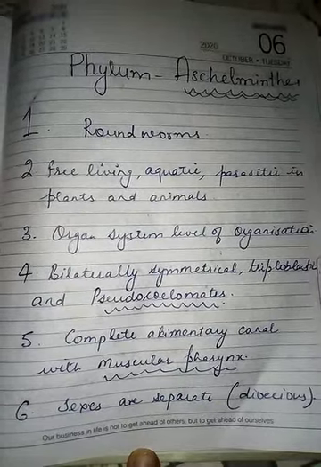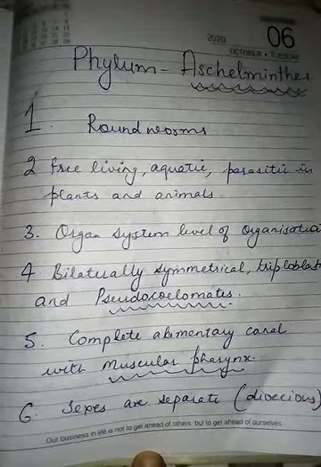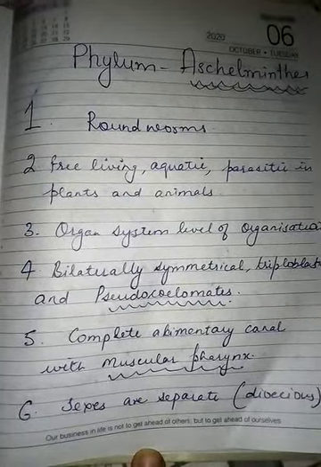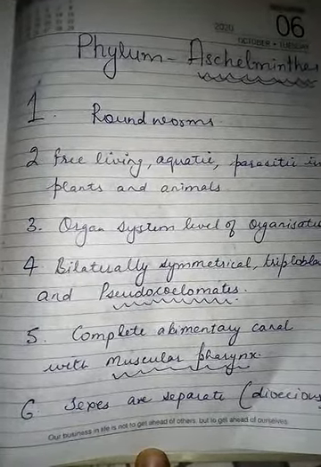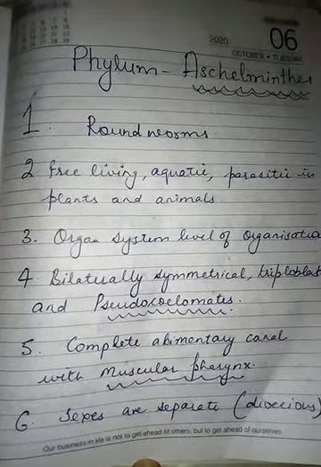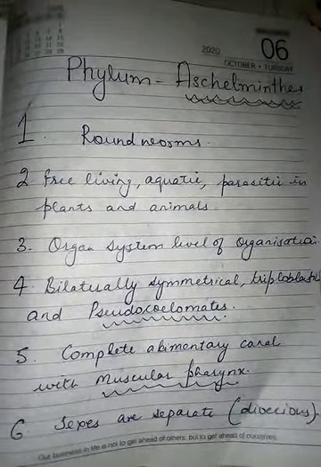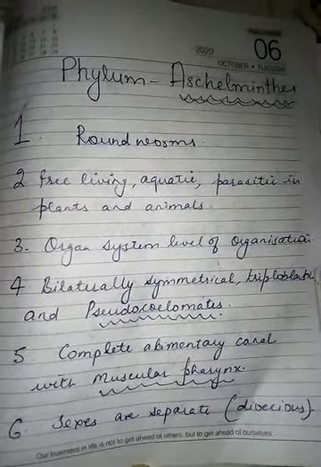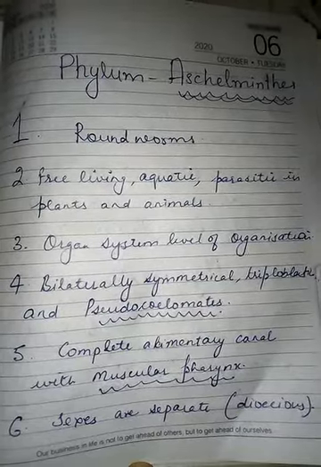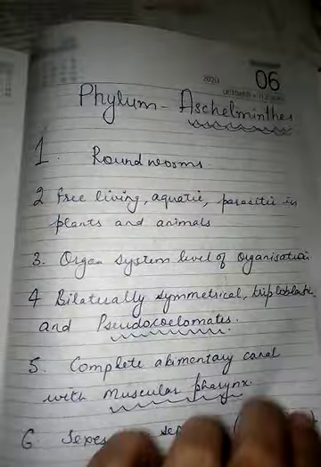Pseudocoelomates are those in which a true cavity is not present. Mesoderm is present as scattered pouches. Then a complete alimentary canal with muscular pharynx. Sexes are separate, dioecious. Dioecious means sexes are separate. Male and female are distinct.